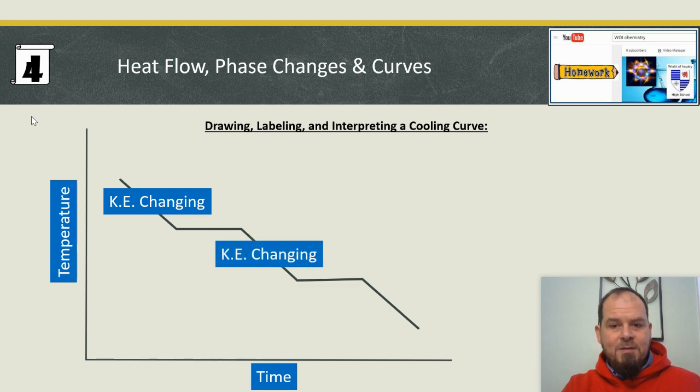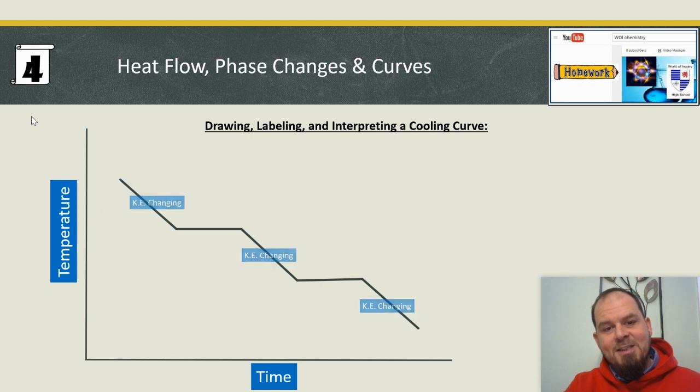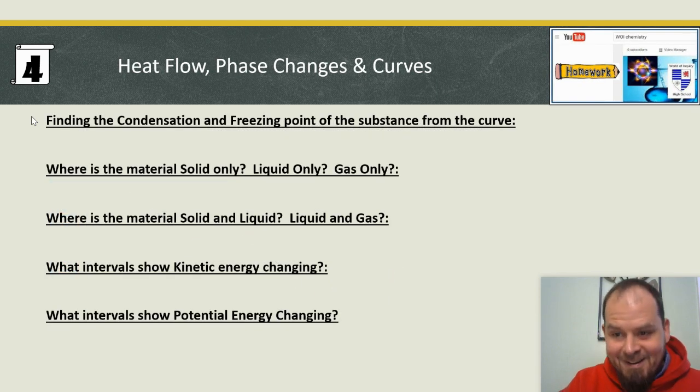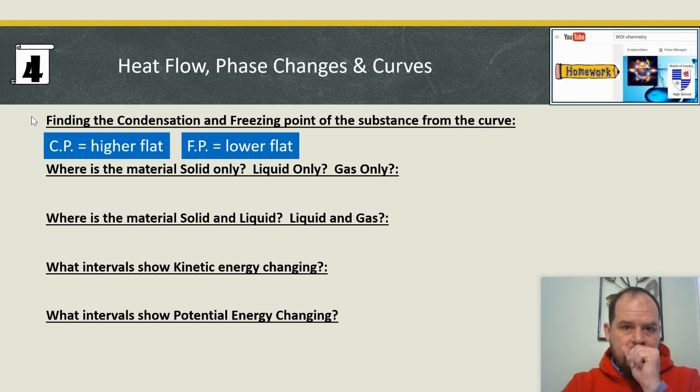It's my hope that after this video, we've got it solid: the kinetic energy is changing at the slants, and potential energy is changing at the flats. Good. We're going to write it all back out for a cooling curve. So finding the condensation and freezing point: the condensation point is the higher flat. The freezing point is the lower flat.